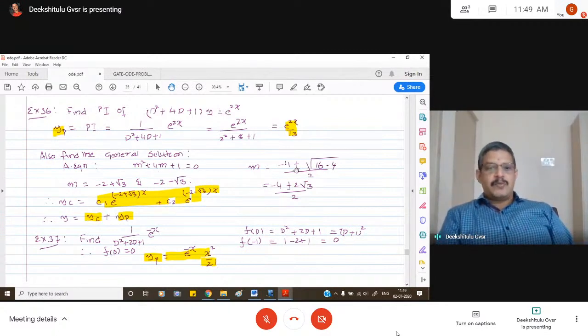So m is minus 4 plus or minus square root of b square minus 4ac by 2. Here we know that, so minus 4 plus or minus 2 root 3 by 2. Or if you cancel 2, minus 2 plus or minus square root 3. So minus 2 plus root 3, minus 2 minus root 3. So the complementary function is c1 e power alpha x, and this is alpha and this is beta, c1 e power alpha x plus c2 e power beta x, that is the complementary function.